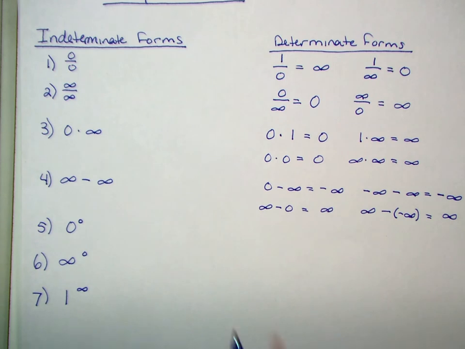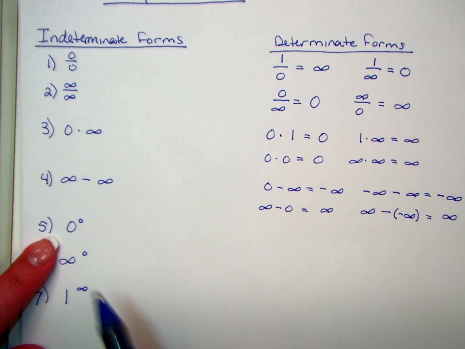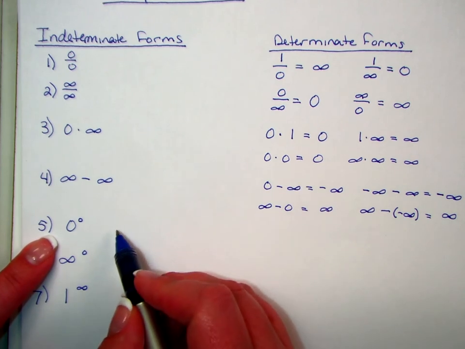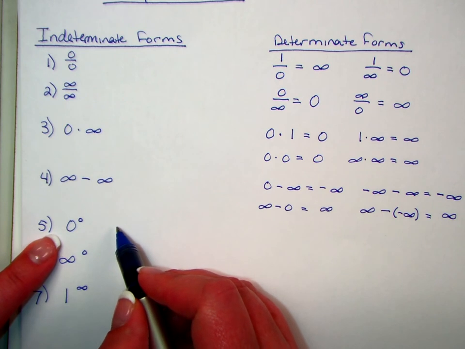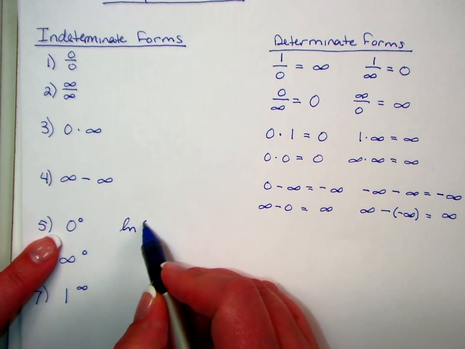So I'd like to explain to you why these are indeterminate. And the best way I can explain this, and this is how we're going to solve these, is what would happen if we were to ln these.